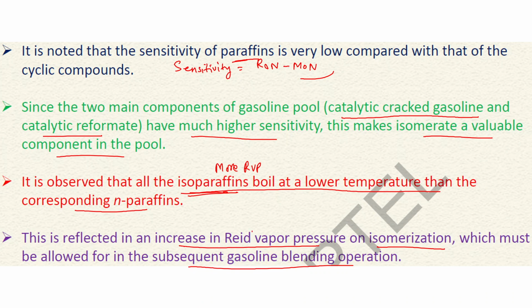As I told you in the beginning, butane is sometimes added to maintain the Reid vapor pressure of the gasoline. Instead of butane, these isomerates can also act as agents to maintain the Reid vapor pressure. So instead of butane, we can also blend these isomerates in the gasoline pool.